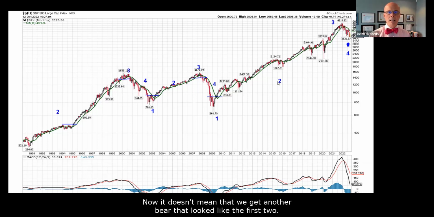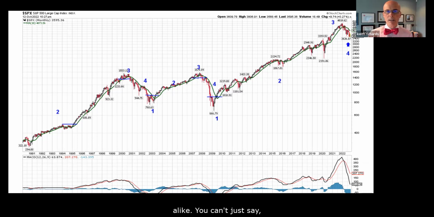Now, it doesn't mean that we get another bear that looked like the first two. I mentioned in that blog that no two bears are alike. You can't say, well, it'll look like this and therefore it's going to look like that again. It's going to resemble, but not absolutely mirror what has happened in the past. So how do we tell?